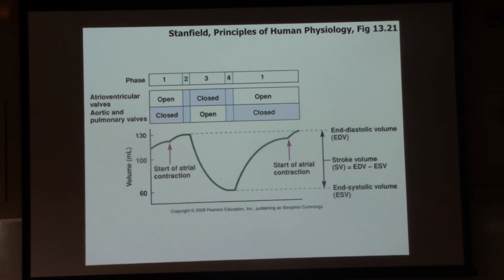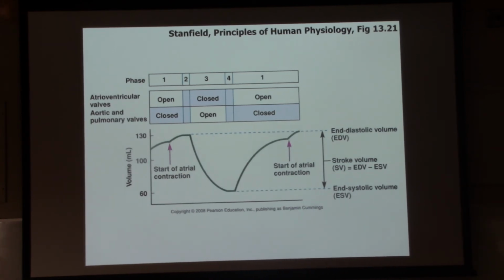While that happens, the AV valves must be open. We're still putting blood into the ventricles. And the semilunar valves are still closed. Blood is not leaving yet. So far, so good? I know it seems painful how slow we're going, but I'm trying to do it in little tiny chunks to have it make sense.